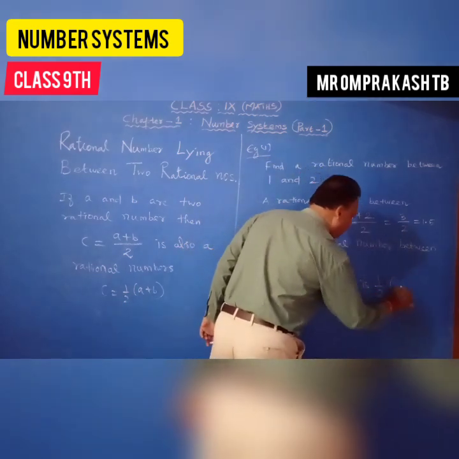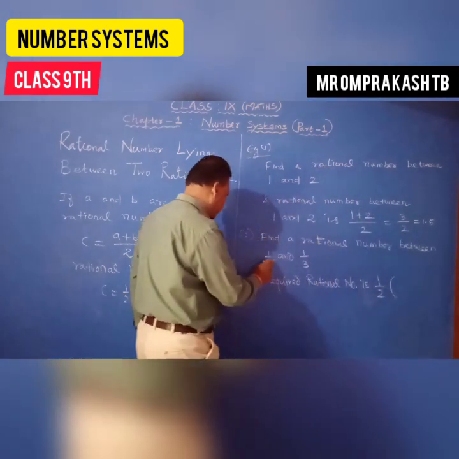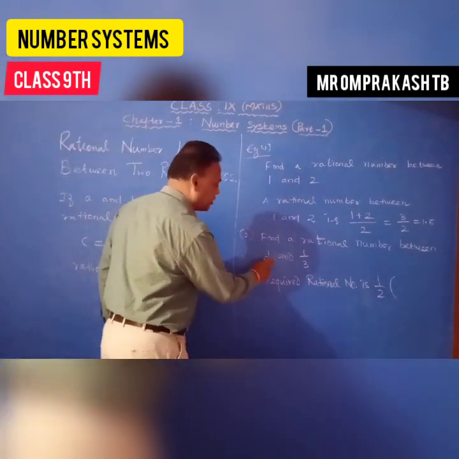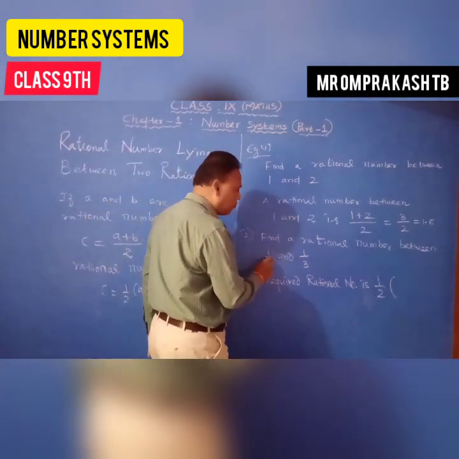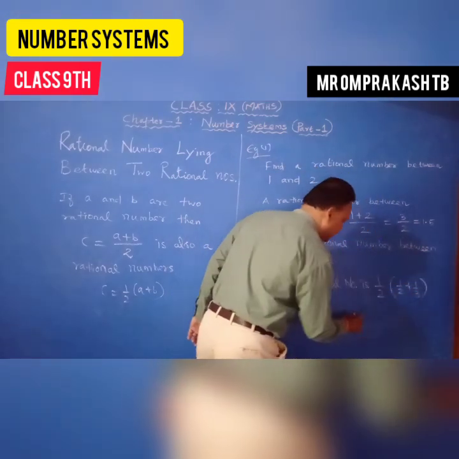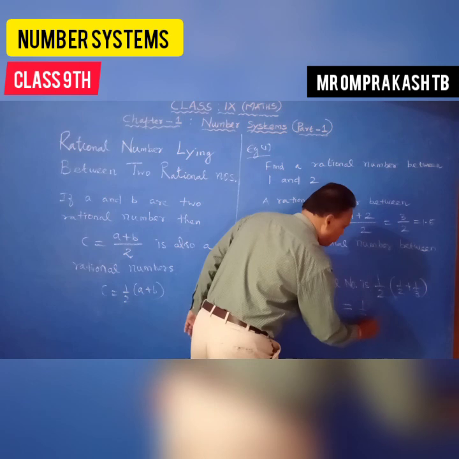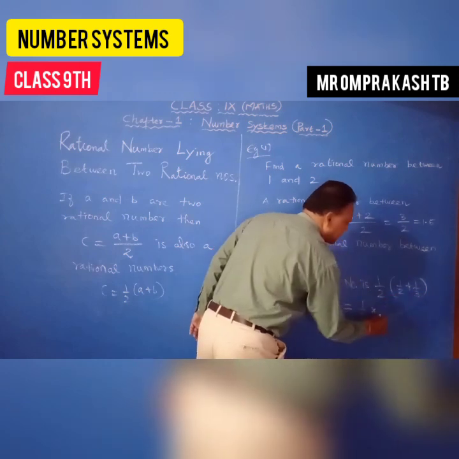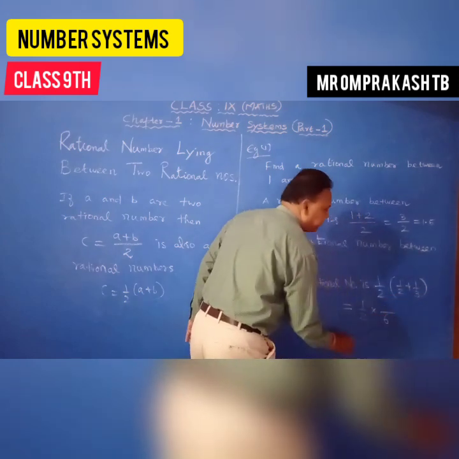one by two of, you apply this formula because it is fraction. That's why you write, better to write 1 by 2 of 1 by 2 plus 1 by 3, so that the simplification will be easy. So 1 by 2 into, what is the LCM here? 6 is the LCM. Clear?